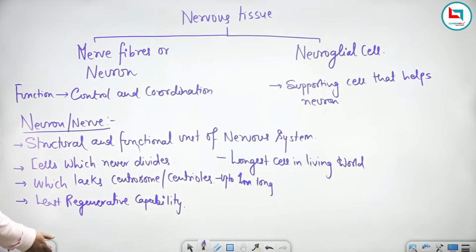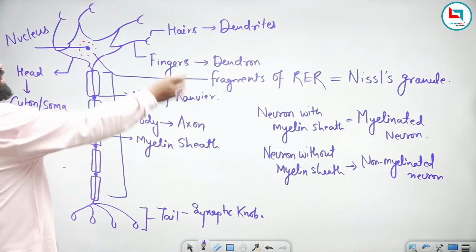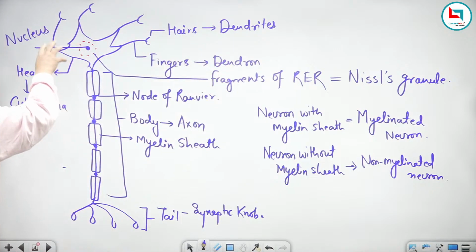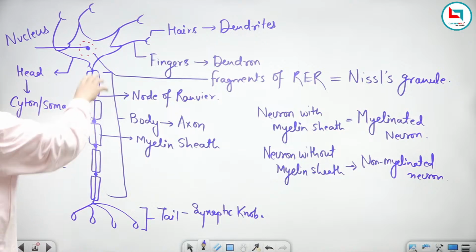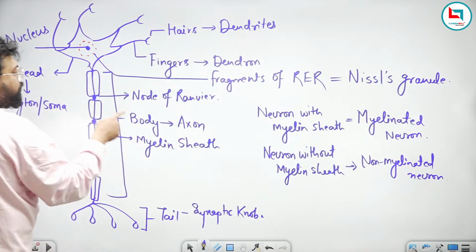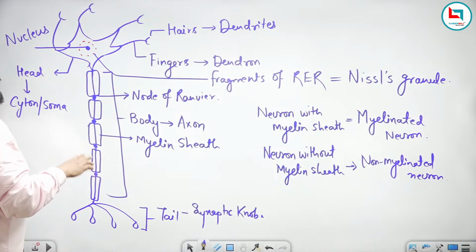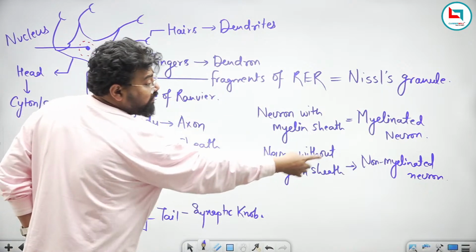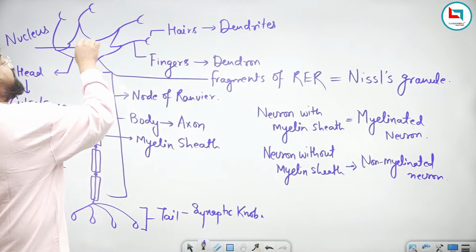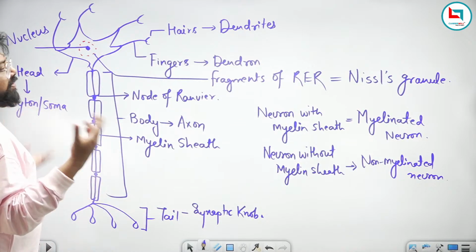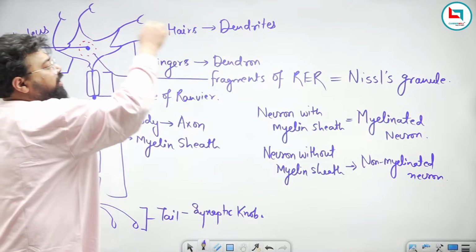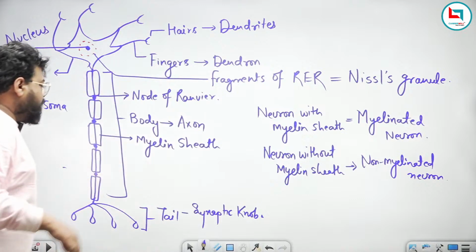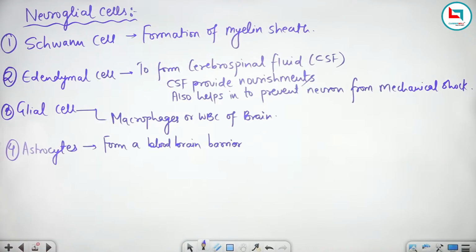If we see the structure of a neuron, it looks like this. It has hair-like structures, dendrites, finger-like structures, dendron, then a head which is said to be a cyton or soma, and a body which is said to be the axon. This body is covered with myelin sheath if the neuron is myelinated and absent if the neuron is non-myelinated. Inside the head, we have a nucleus which acts as the brain of the cell, and surrounding this brain, we have fragments of rough endoplasmic reticulum, that is Nissl granules. The tail is known as the synaptic knob.